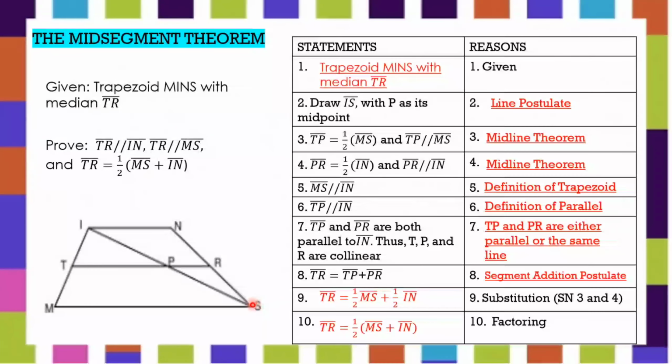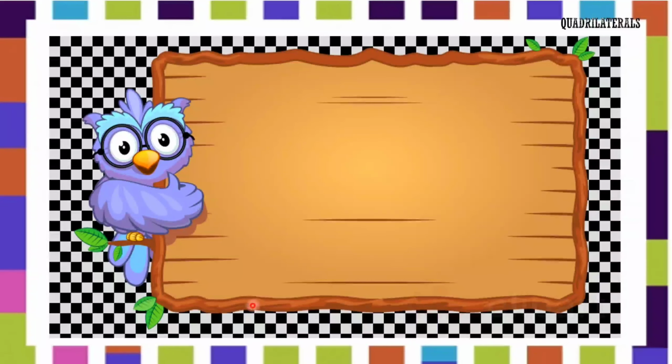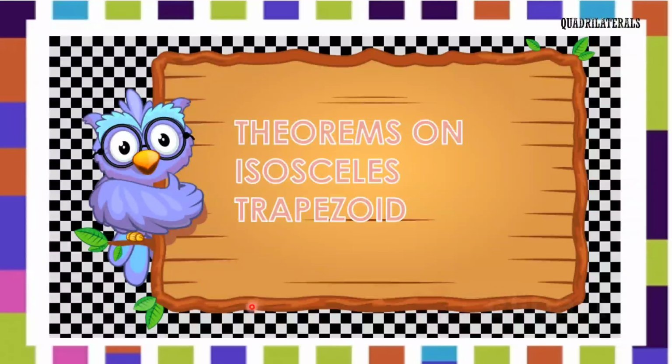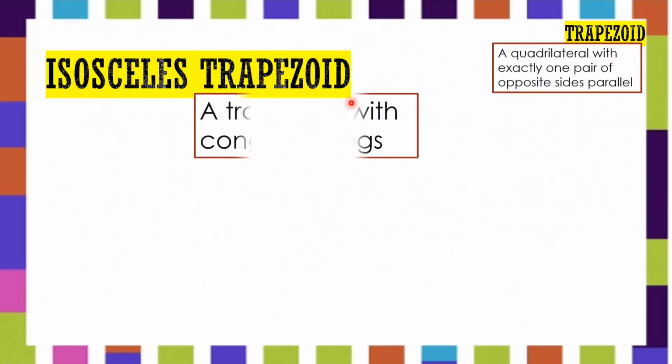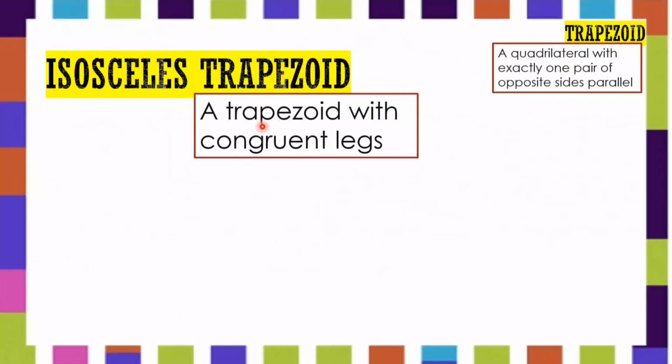Okay, so let's continue. Let's now have the theorems on isosceles trapezoid. So ano bang ibig sabihin pag sinabi natin isosceles trapezoid? We all know isosceles triangle. So when we say isosceles triangle, those are the triangles with congruent legs. So ano naman yung isosceles trapezoid? So recalling that a trapezoid is a quadrilateral with exactly one pair of opposite sides that are parallel. So when we say isosceles trapezoid, we are referring to a trapezoid with congruent legs.